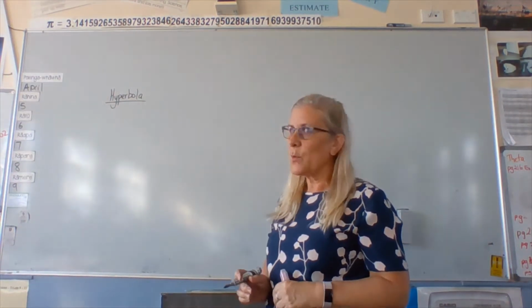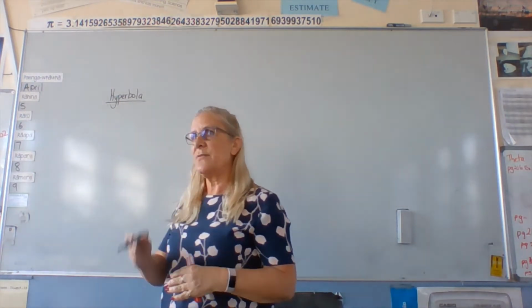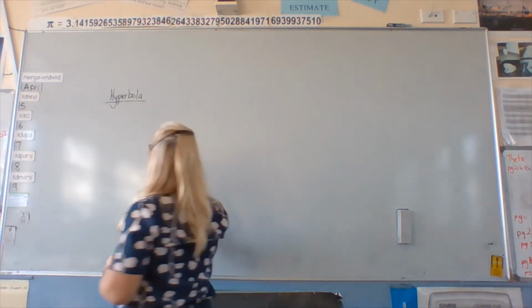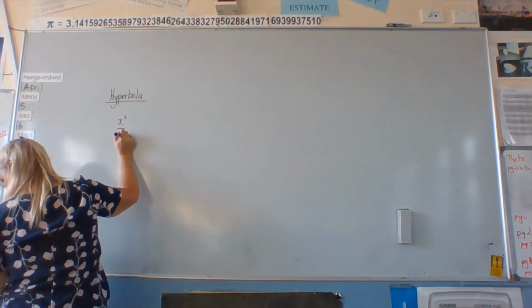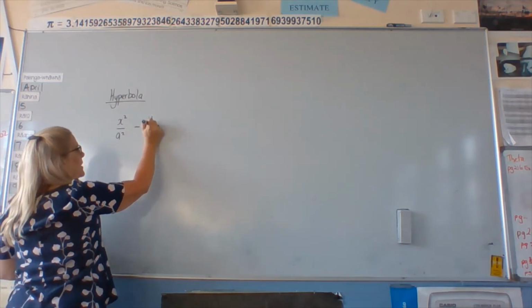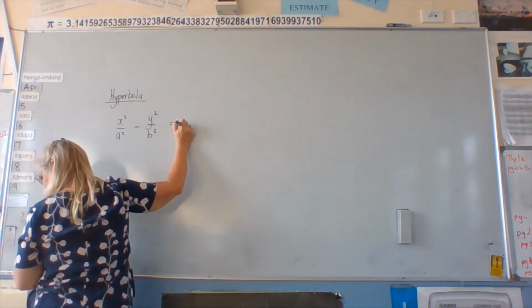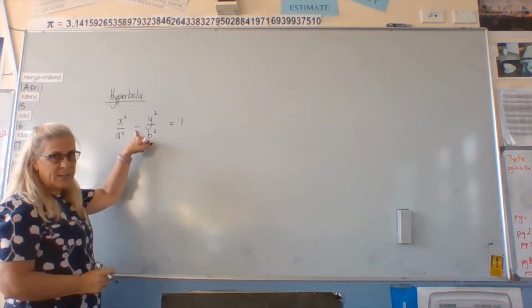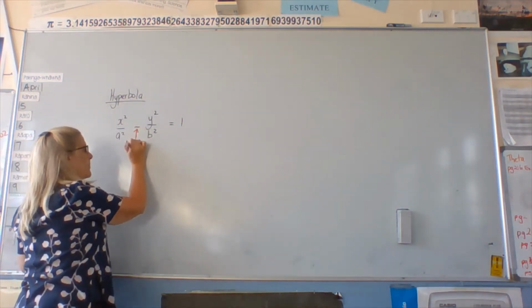All right, moving on. We're up to hyperbola. So the hyperbola was the one that looked kind of like two bits of a conic section. Its formula is very similar to the ellipse formula. Always has to be equal to 1, but this time it's a minus. All right, so that minus indicates a hyperbola.